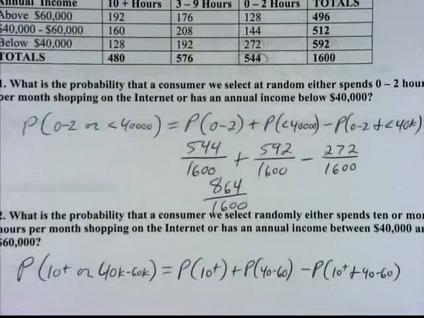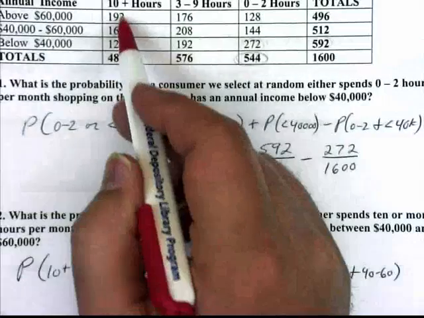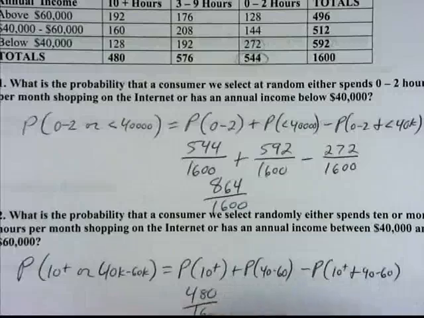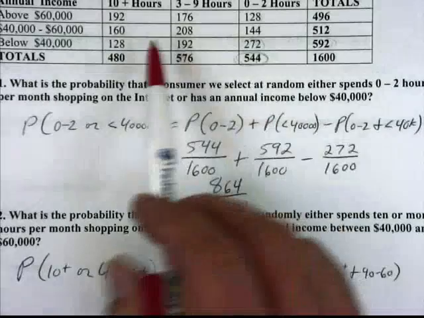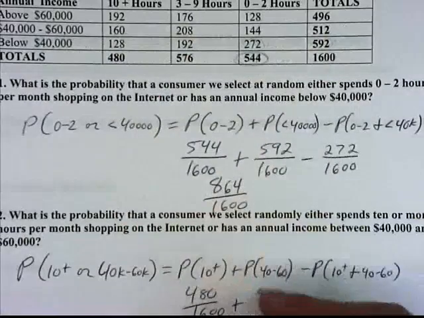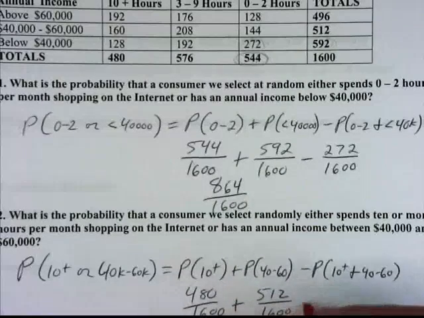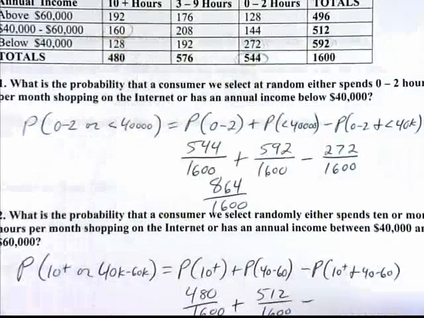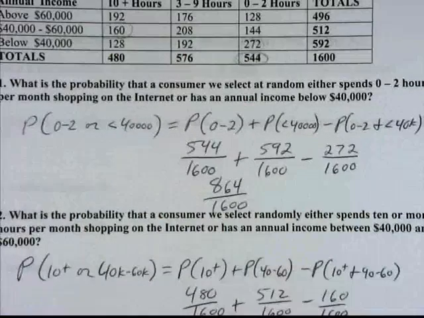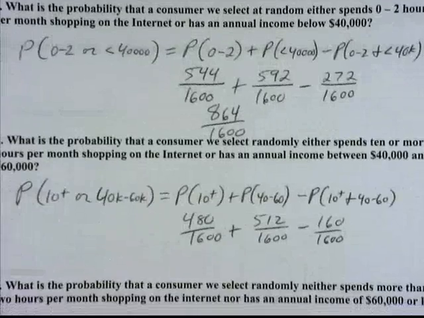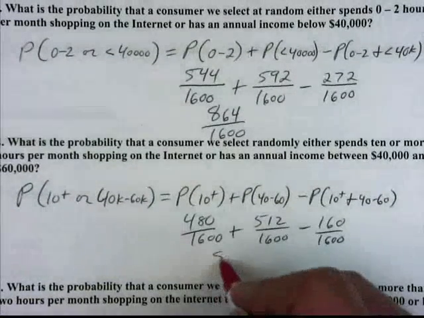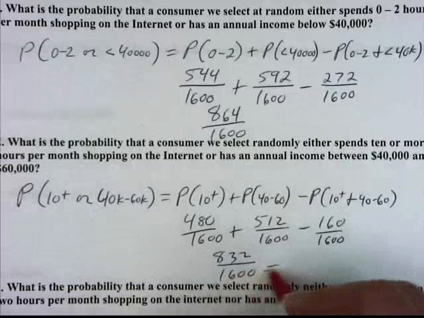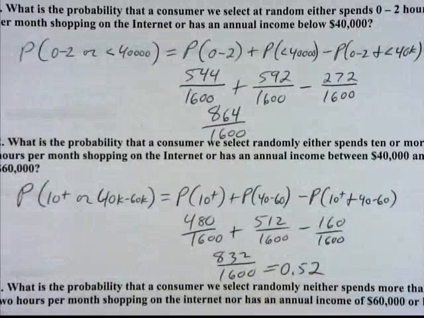Okay, so if we look at our numbers here, the probability of somebody having 10 plus hours, well, we've got 480 folks there out of the 1,600 total, plus the number of folks between 40 and 60 is 512, minus the probability of folks that do both would be these folks, 160, over 1,600. And that comes out to be 832 1600ths, which if we turn it into a decimal is 0.52. All right, last one.